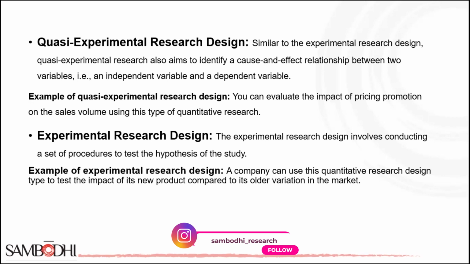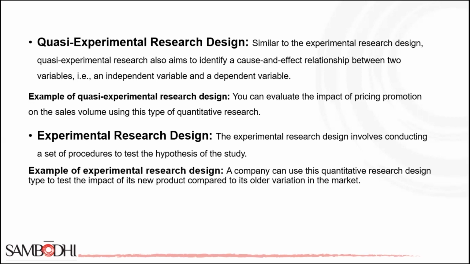So the advantage of this particular design is that the researcher has complete control over the extraneous variables, which allows for a high degree of internal validity. So in this research design for quantitative research, experimental research enables replication and verification of research outcomes, leading to increased confidence in the conclusions drawn. It allows the researcher to manipulate the independent variable to assess its impact on the dependent variable.